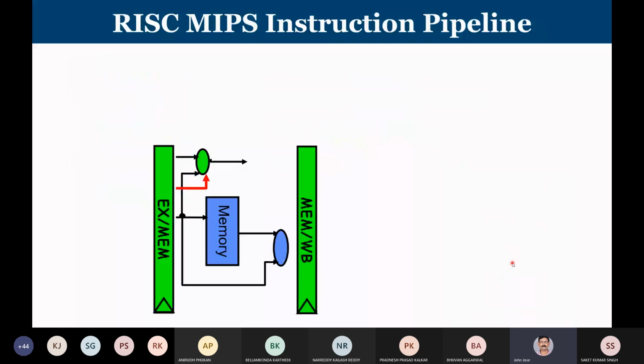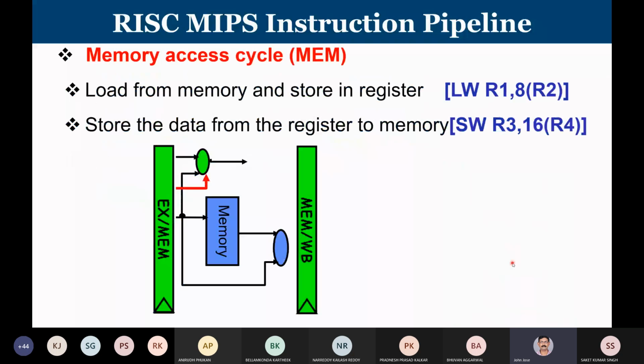Now we come to the fourth stage, which is known as the MEM stage. In the MEM stage, this is used only for two instructions, a load instruction and a store instruction. For all others, like an ALU instruction, the contents of the EXMEM register will simply get copied to the MEM write back register. Essentially there is a one cycle delay. That's all. This is designed to make sure that every instruction completes over 5 cycles, and for some instructions memory is not required. So this is used only for load and store instructions. Load from memory and store in register.